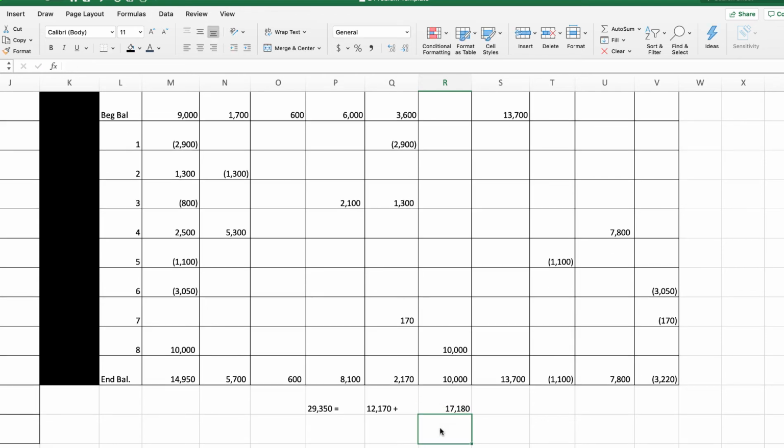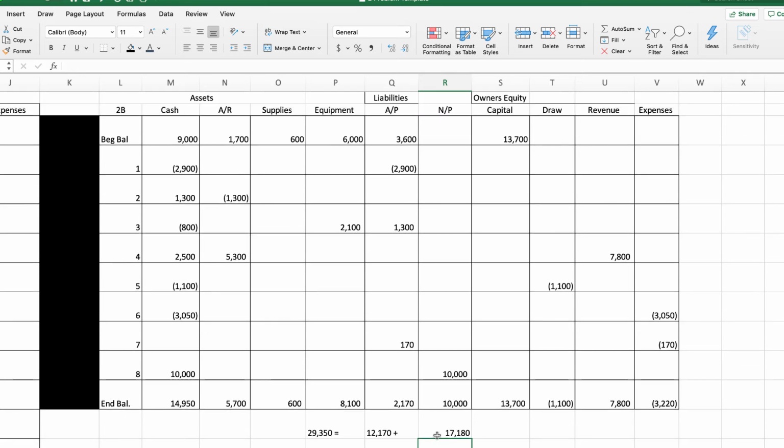If you've got a calculator handy, which I'm sure you do, your phone, add up 17,180 plus 12,170 equals 29,350. So my accounting equation is in balance.